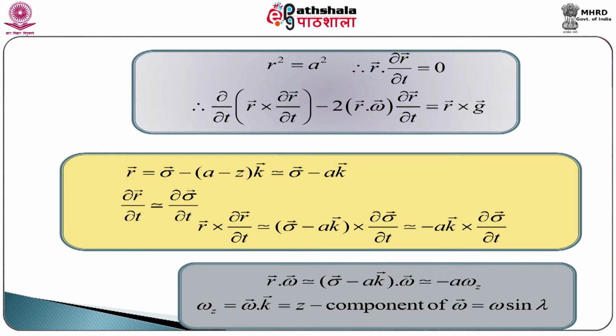Now, let us approximate the term r vector dot omega vector. Replacing r vector by sigma vector minus a into k vector, we get the approximate value of this dot product as minus a into omega suffix z, where omega suffix z is the dot product of omega with k vector, which is the z component of omega vector and is given by omega into sin lambda. Lambda is the latitude of the place. Here we have neglected the dot product of sigma vector and omega vector.